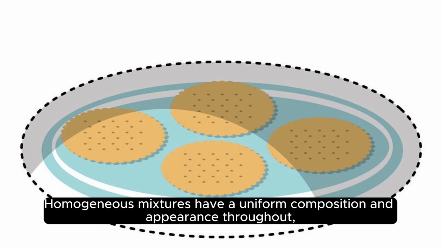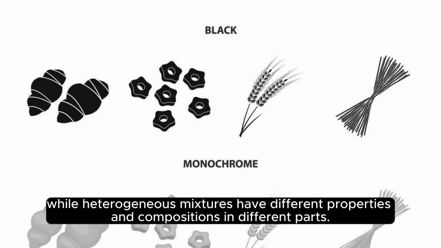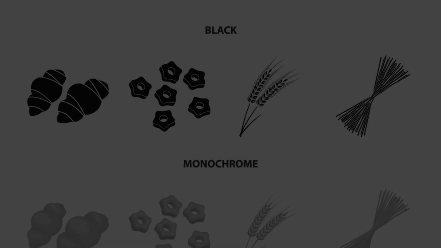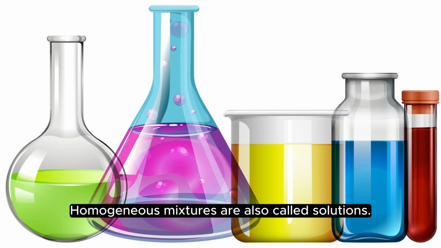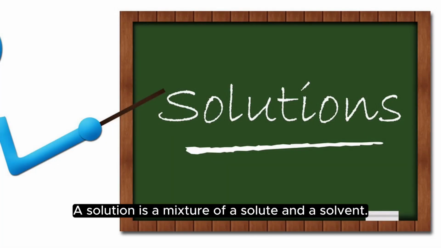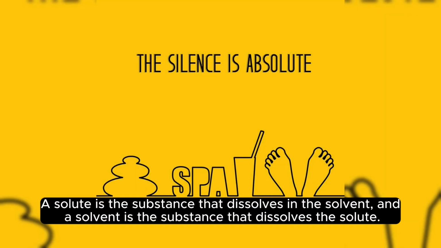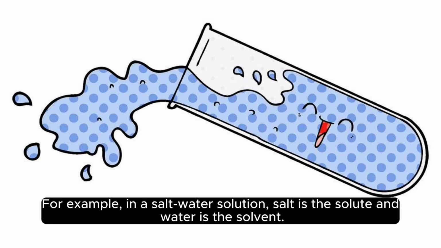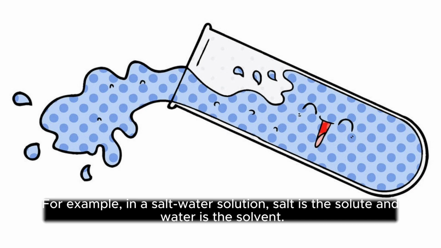Homogeneous mixtures have a uniform composition and appearance throughout, while heterogeneous mixtures have different properties and compositions in different parts. Homogeneous mixtures are also called solutions. A solution is a mixture of a solute and a solvent. A solute is the substance that dissolves in the solvent, and a solvent is the substance that dissolves the solute. For example, in a salt-water solution, salt is the solute and water is the solvent.